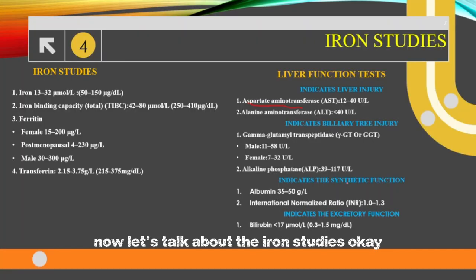Now let's talk about the iron studies. For iron studies, there are 4 parameters involved. Number 1, you've got iron itself. Number 2, you've got total iron binding capacity. Number 3, you've got ferritin. And number 4, you've got transferrin.